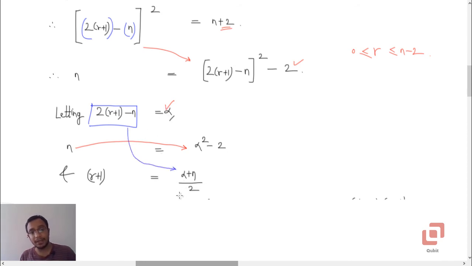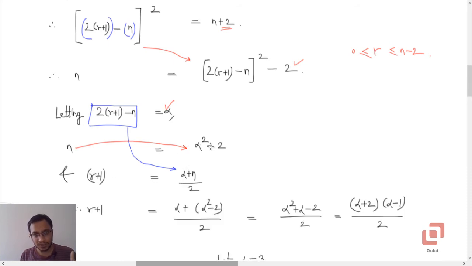Okay, and there is one more thing, use n as alpha squared minus 2 there. So r plus 1 will now be equal to alpha plus alpha squared minus 2 divided by 2. Basically what we are trying to do is express both n and r in terms of alpha, the newly introduced unknown.